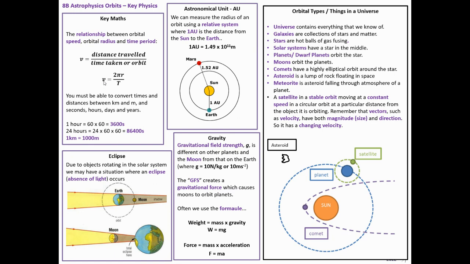Now to work out V, of course, it depends on what r and t are for units. So time could be in hours, seconds, minutes. Distance could be kilometers or meters. So you've got to be able to convert hours into seconds or days. So 24 hours is 86,400 seconds, kilometers into meters. And so you've got to be flexible on your units. That's the tricky bit. The equation's always the same.